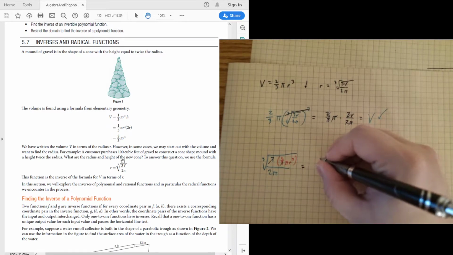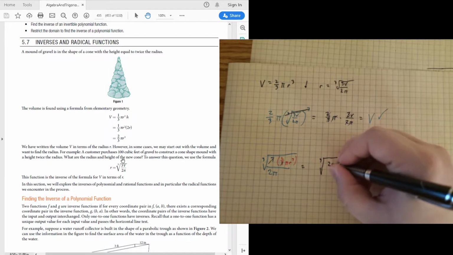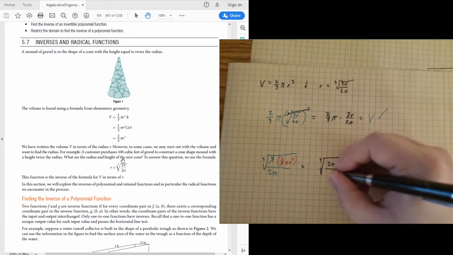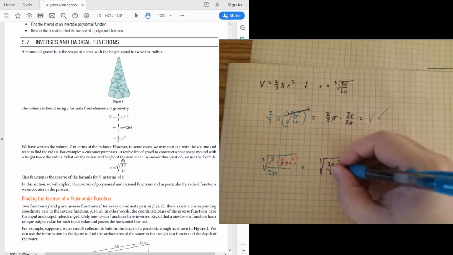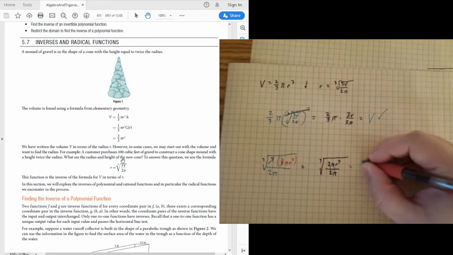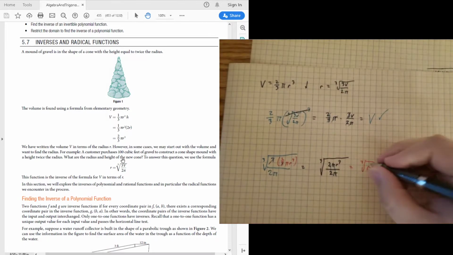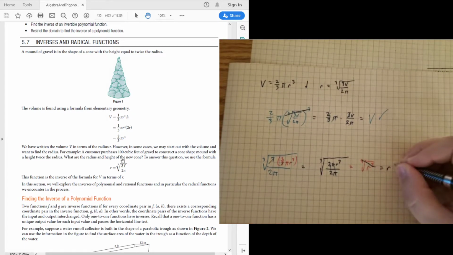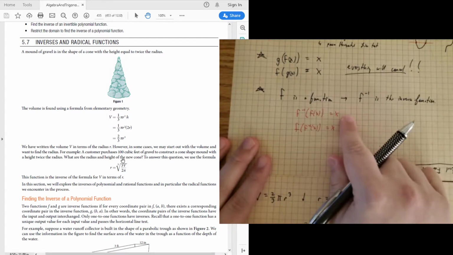So we end up with the cube root of 2 pi r cubed over 2 pi. We then have a 2 on top and a 2 on bottom, a pi on top and a pi on bottom, meaning we're left with the cube root of r cubed. And then, of course, we know cubes and cube roots cancel, leaving just r. Notice that no matter which way we did it, all we're left with is the variable.